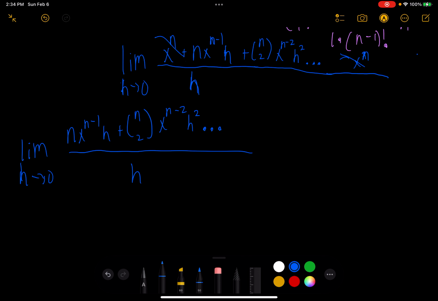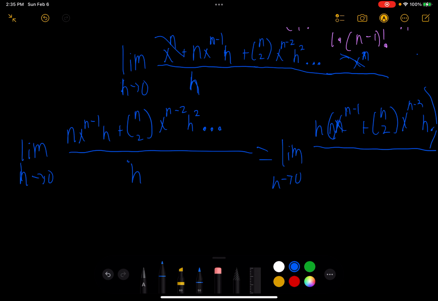Now we can take the h out of the equation, eliminating this h. So we rewrite that one: the limit as h approaches 0 of nx to the n minus 1 plus n choose 2 times x to the n minus 2 times h, and so on and so forth, over h. Our h's are going to cancel out.